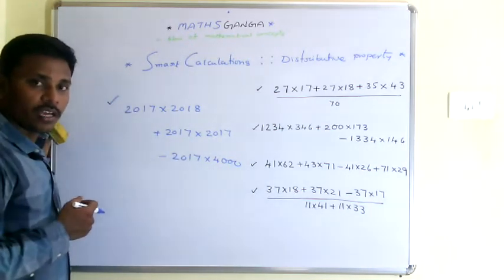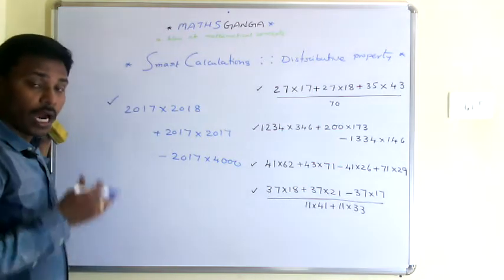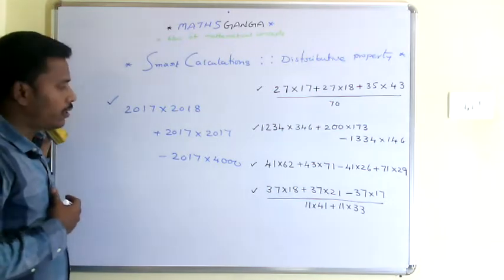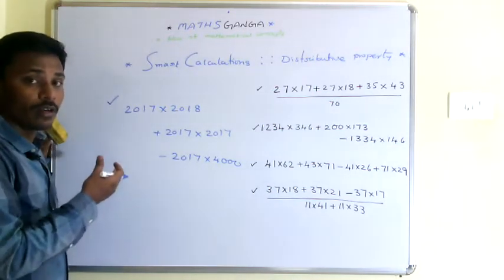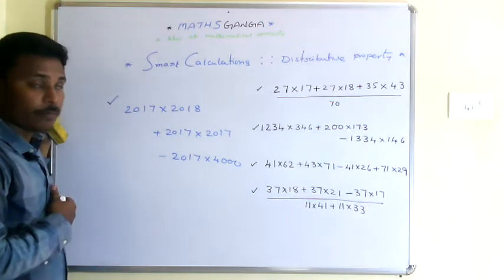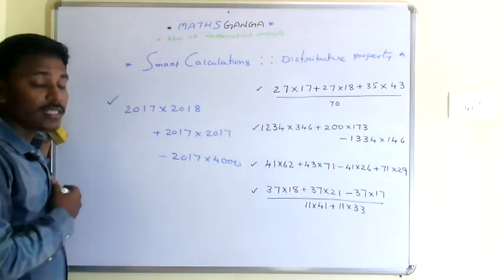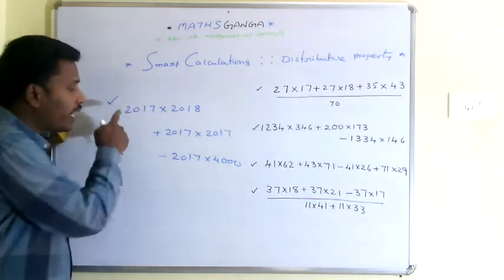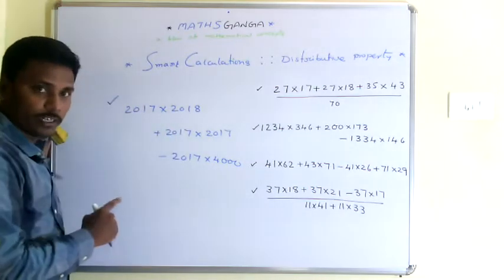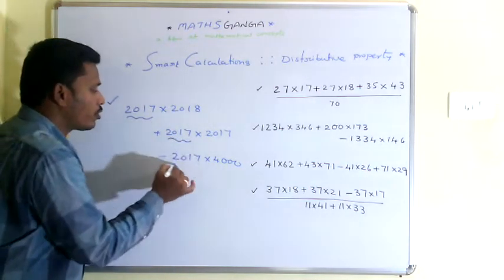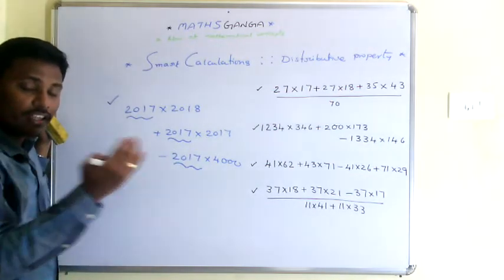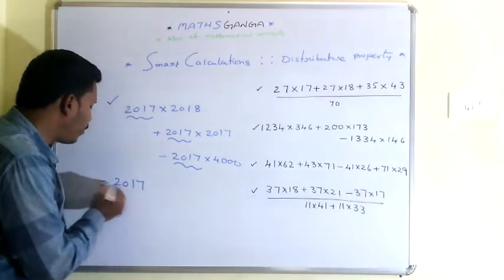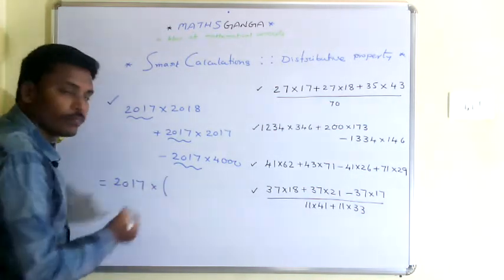So if you do actual multiplication, it will consume most of our time, and there is a possibility to commit more mistakes, and easily everybody will feel fear about mathematics if you give these types of problems to solve. But using the distributive property, easily we can solve. The reverse process of distribution is collecting back. See, if you observe, in each and every term there is one 2017. Since this is 2017, we need to collect 2017 back. By collecting 2017 back, the problem will become 2017 into the remaining ones.